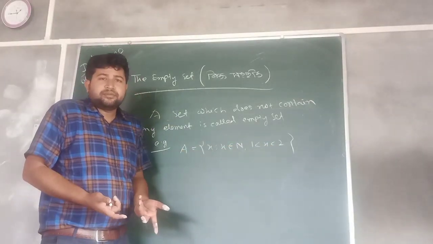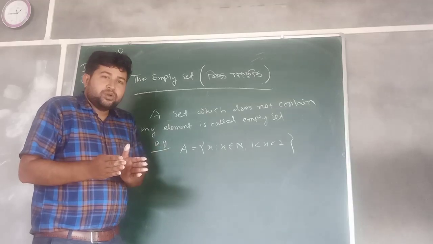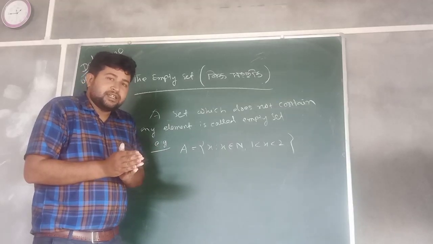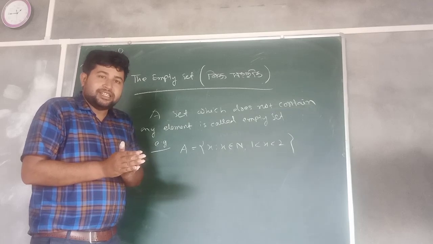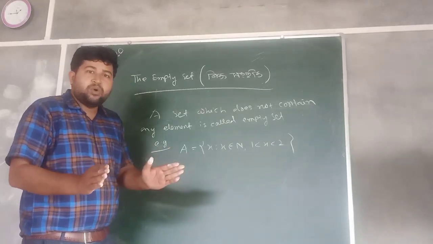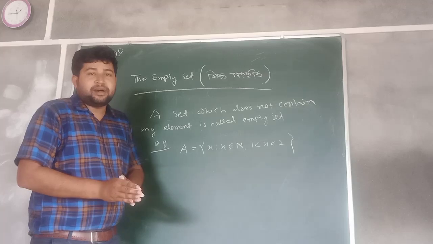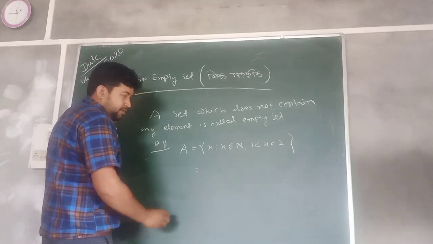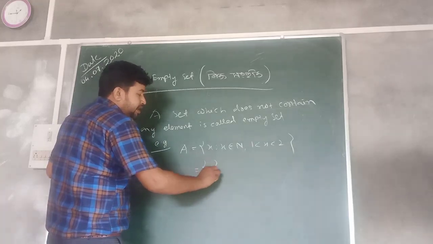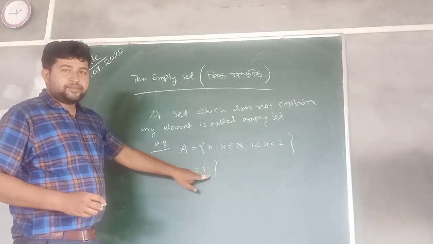How is it possible? Is there any natural number between 1 and 2? Is there any natural number between 1 and 2? It is impossible. There is no natural number. Okay, so this is an empty set. This is empty.